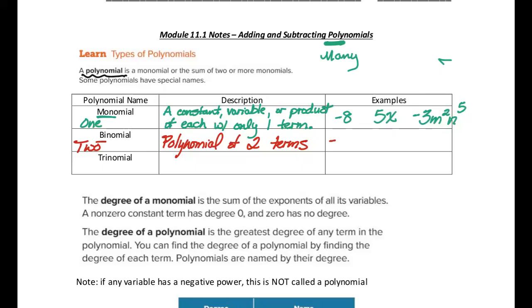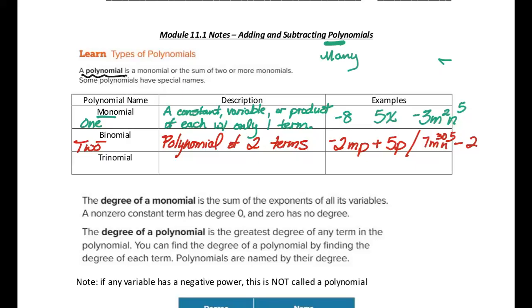So we could have -2mp plus 5p. That is a binomial. A second one could be, let's say, why do I use the same numbers? 7m to the 30th n to the 5th minus 2. That is a binomial, 2 terms.